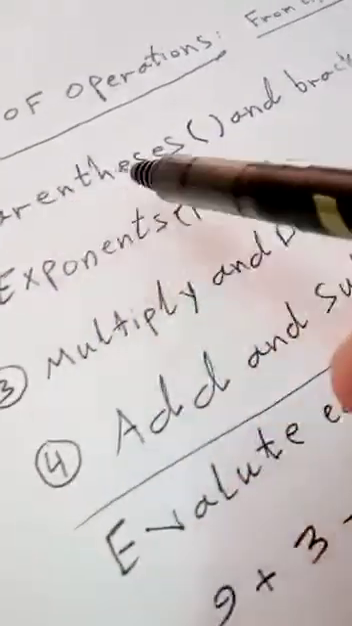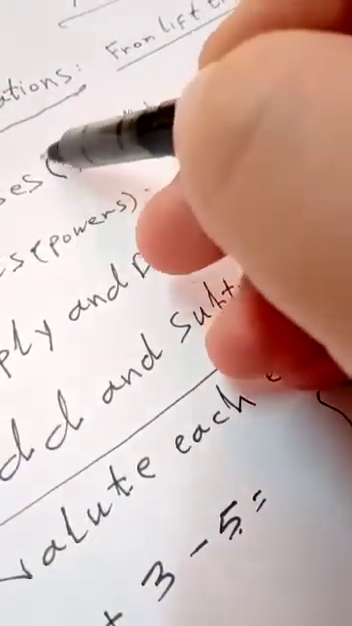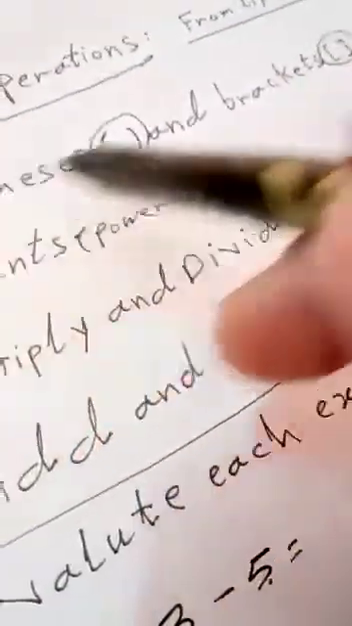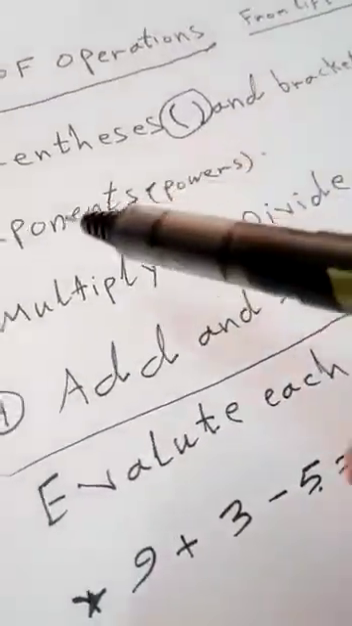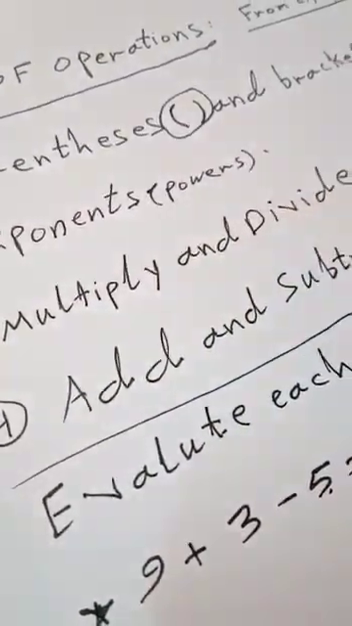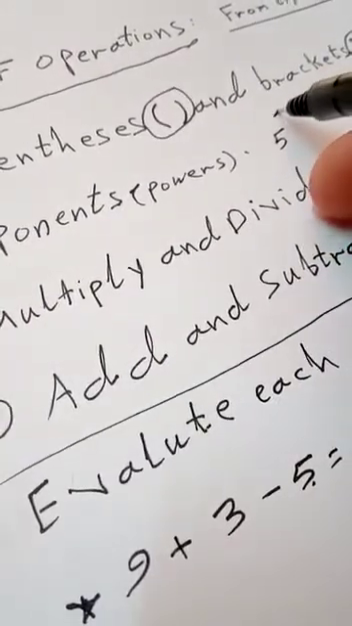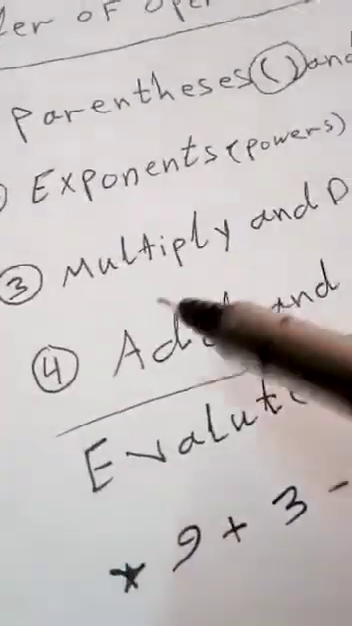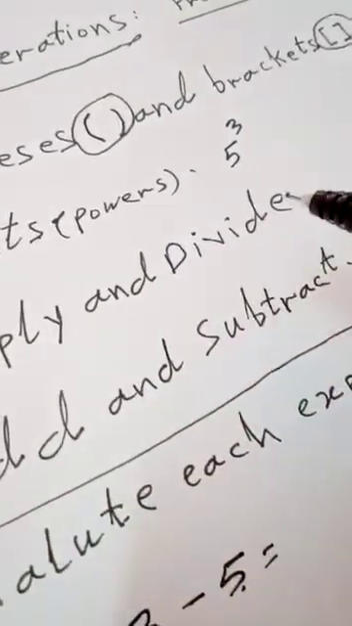The first one, parentheses like this, and brackets like this. So the first order is for the parentheses and brackets. Then the second order is for the exponents or powers, like 5 exponent 3. This is the meaning of exponent. The third one is for multiply and divide.